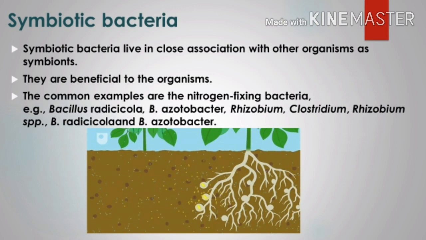Nitrogen fixing bacteria. See, for survival, a plant needs nitrogen, but the plant cannot directly absorb this nitrogen. So these bacteria fix the nitrogen, meaning there is a conversion of nitrogen into nitrates or nitrites, and then the plant absorbs this nitrogen for its nutritional value. Indirectly they are giving nutrition to the plant. So this is the symbiotic bacteria.